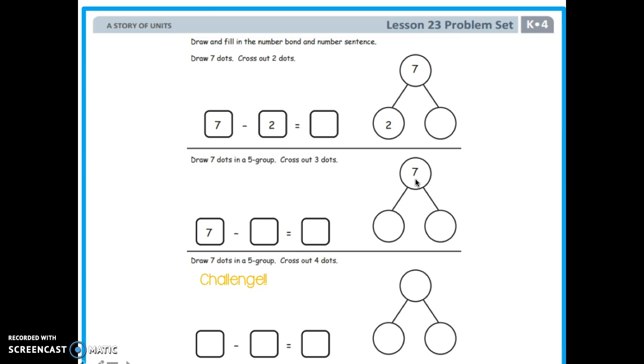Okay, this is the challenge problem. Draw 7 dots in a 5 group. Cross out 4 dots. I'm going to repeat myself. Draw 7 dots in a 5 group. Cross out 4 dots. Now fill in the number bond and the number sentence.